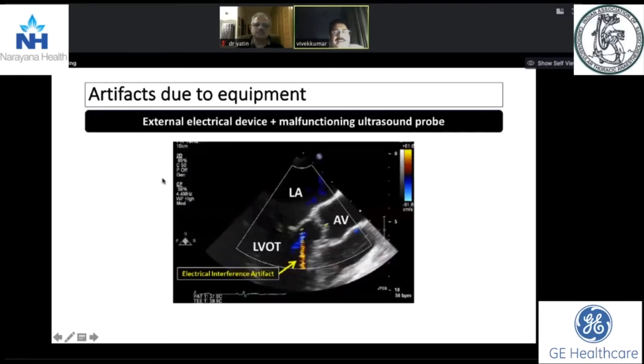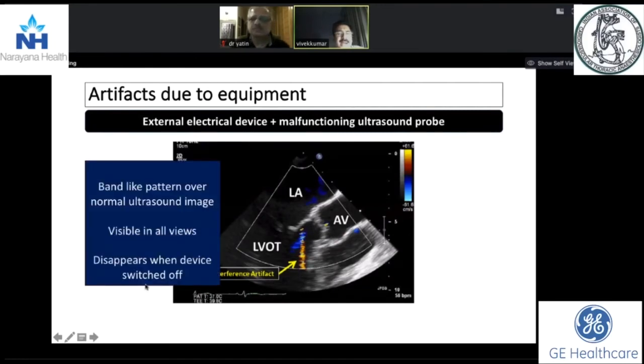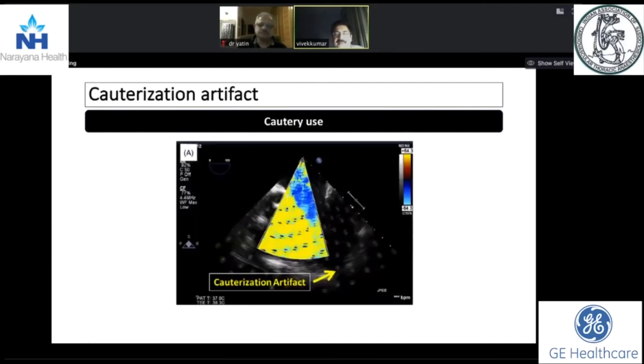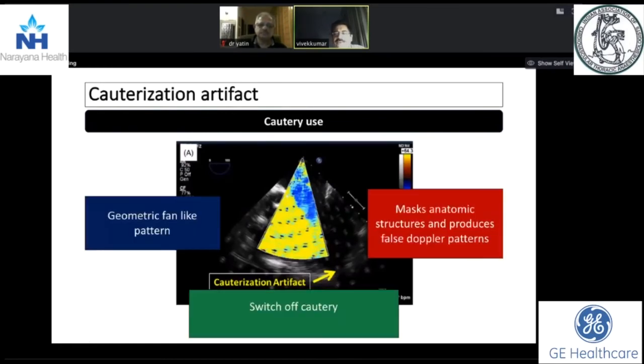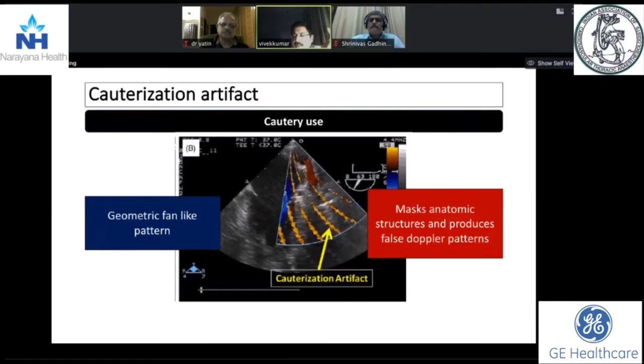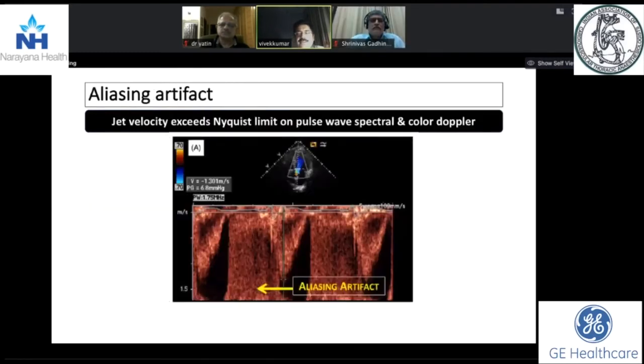Now, coming to artifacts due to external equipment, it is very common. We have an external electric device and there is some problem with the ultrasound probe, and we get comet tails like this, which is an electrical interference artifact. And it is very simple. It goes off when you switch off the electronic device. When surgeons use cautery, these are cautery artifacts. All of you are familiar with it. Just switch off the cautery. The point to remember is artifacts can come in grayscale, in pulse wave, in continuous wave, in color Dopplers. So be very careful about it.